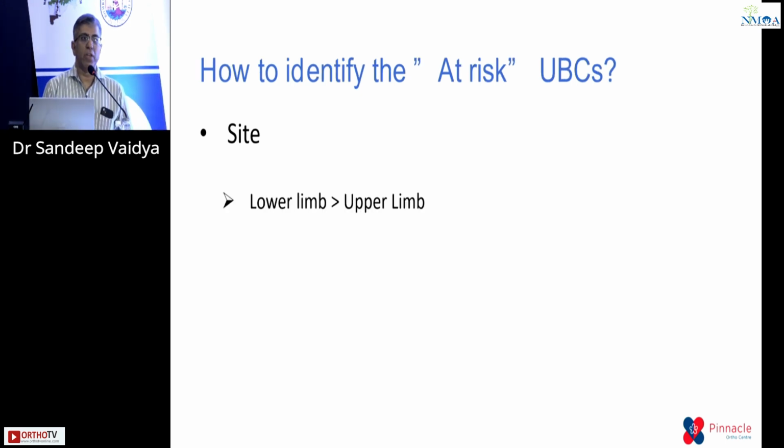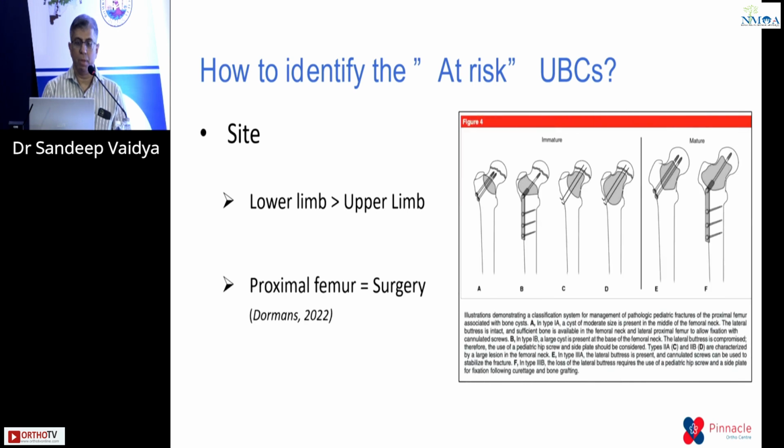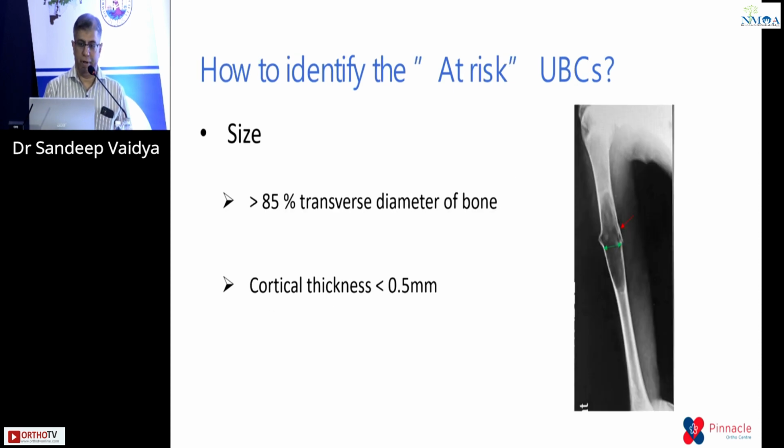Regarding the site of the lesion, if it is a UBC involving the lower limb, then my threshold for offering surgery decreases as compared to a cyst in the upper limb, understandably. Furthermore, if it is a cyst involving the proximal femur, then this is probably the only absolute indication for surgery in case of UBC. So a proximal femur UBC should always be operated.